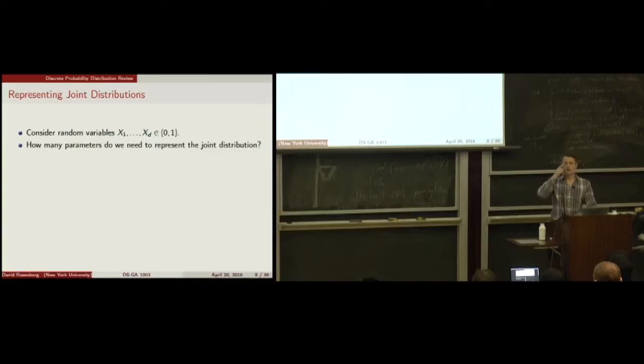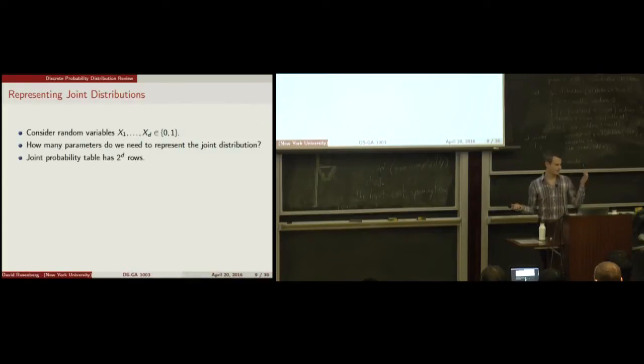Suppose we have some binary random variables, d of them, and the question is, how many parameters do we need to represent the full joint probability distribution for d binary random variables? That's my question to you guys. Say again? 2 to the d? Yes, I agree, 2 to the d, basically. Any slight modification of that? Yeah, 2 to the d minus 1.